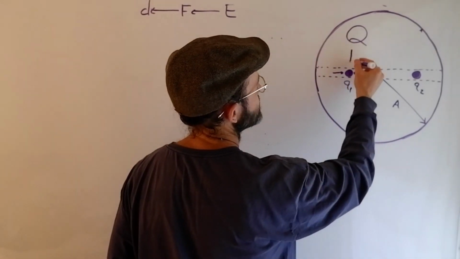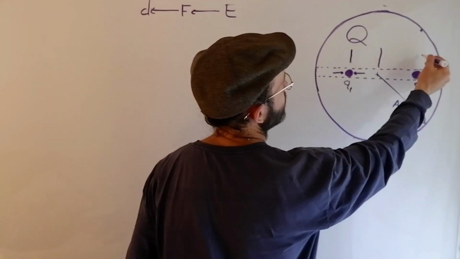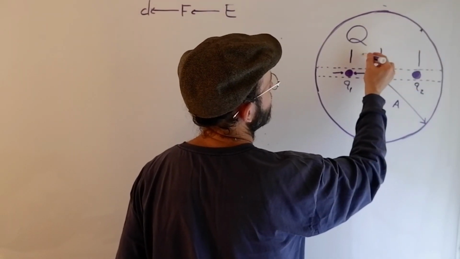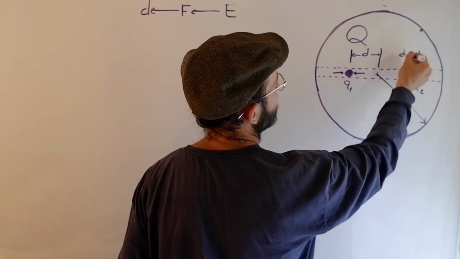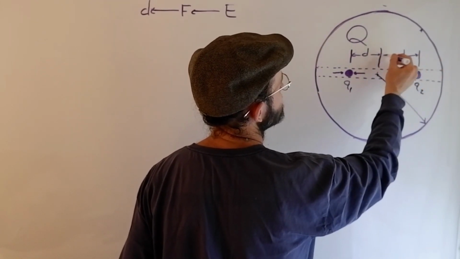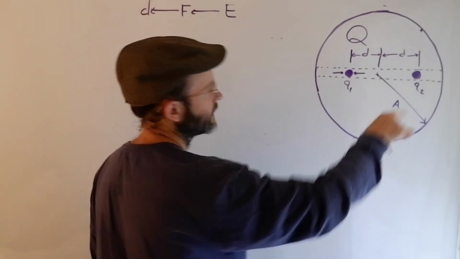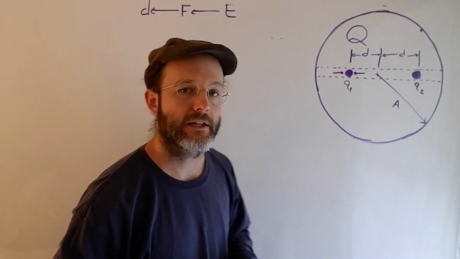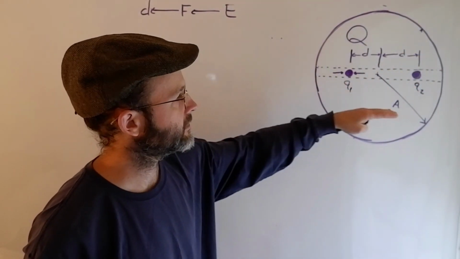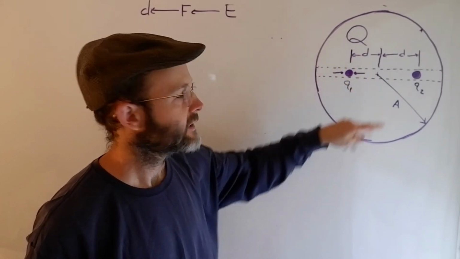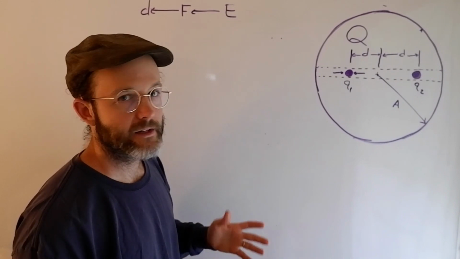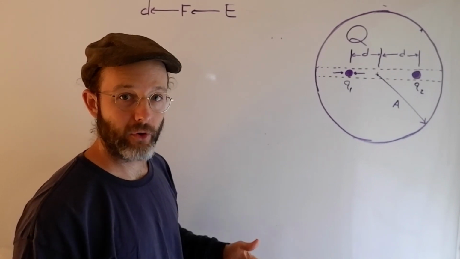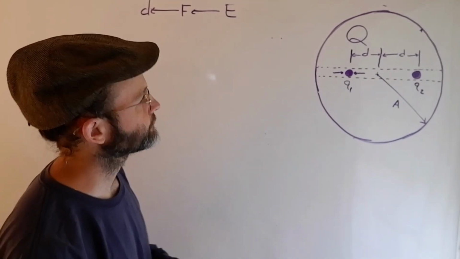Now let's draw our distances. What we are asked to find here is the distance d. I have not drawn this perfectly, but d is the same for both. Since these charged particles, Q1 and Q2, are identical, they'll have identical distances from the center of this sphere. We want to find a formula for the length d.